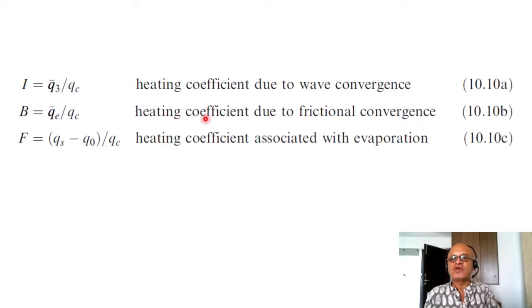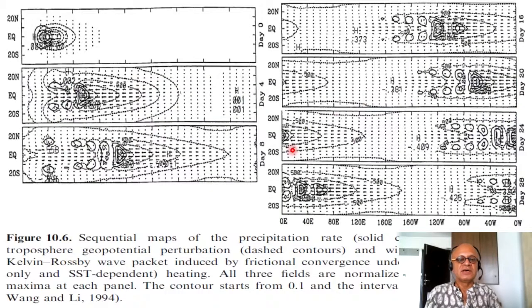So the heating coefficient due to frictional convergence is what we are looking at, basically arguing that by themselves neither the wave convergence or the wave CISK, nor the heating associated with the evaporation can give us these multiple structures. There is a multi-scale model as well that we will look at in the next podcast.